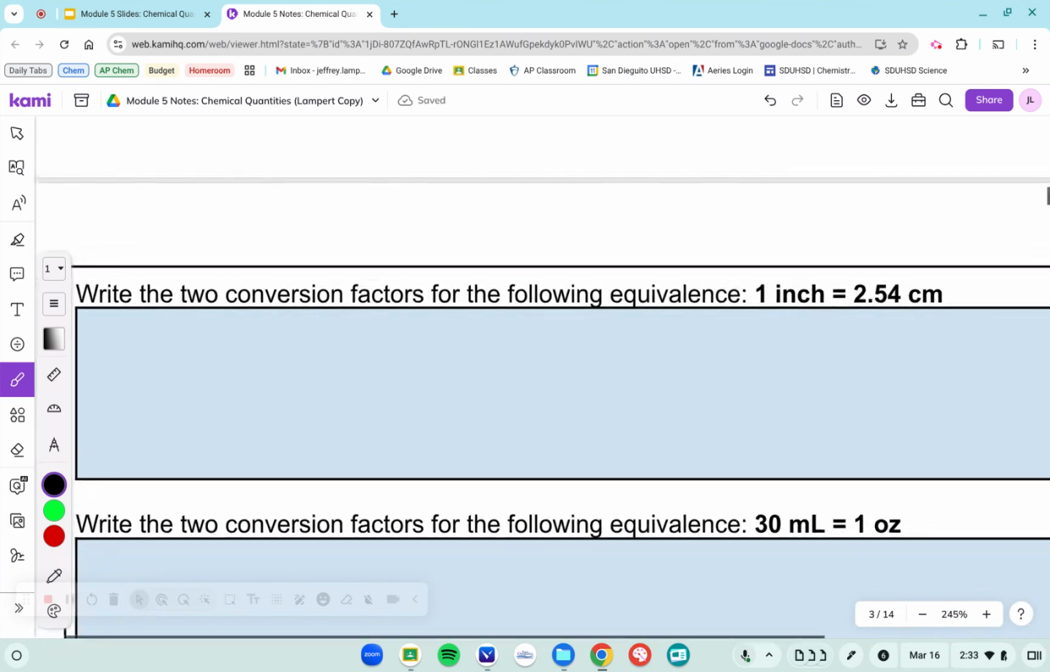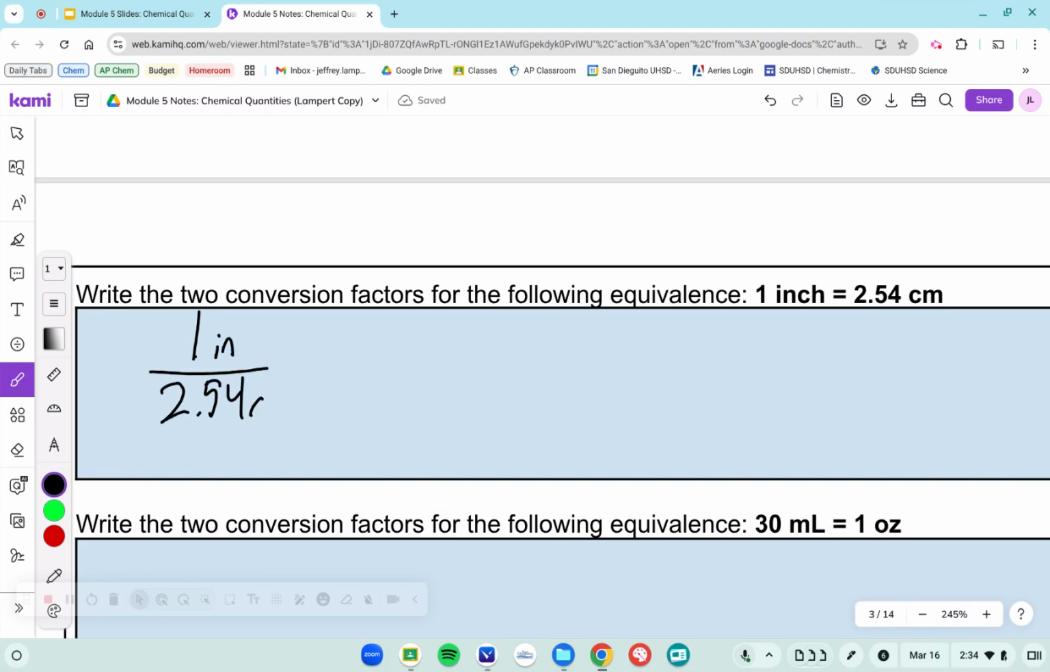In this case, if we wanted to convert between inches and centimeters, I have this equivalence: 1 inch is equal to 2.54 centimeters. If I wanted to turn this into a conversion factor, into a fraction, I can write it in 2 ways. I can write 1 inch over 2.54 centimeters, or I can write it as 2.54 centimeters over 1 inch.